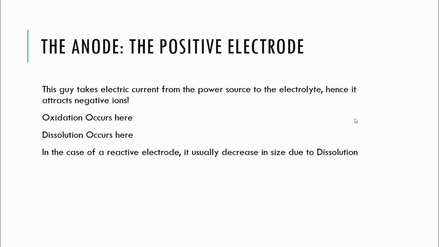So for your anode now, oxidation occurs there, you know that already. Then the dissolution occurs there. So let's take for example when you're talking about oxidation. If I oxidize sodium, I'm going to form sodium ion, and sodium ion is always in like an aqueous solution. So it dissolves. That's just the idea. So in your anode, the dissolution occurs. That means your anode keeps dissolving, which means it will be reducing in size. That's just the idea there.